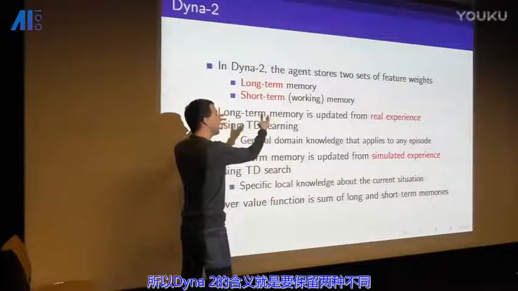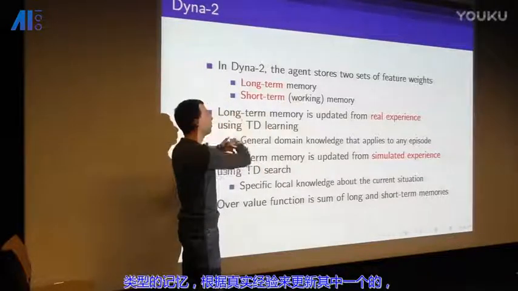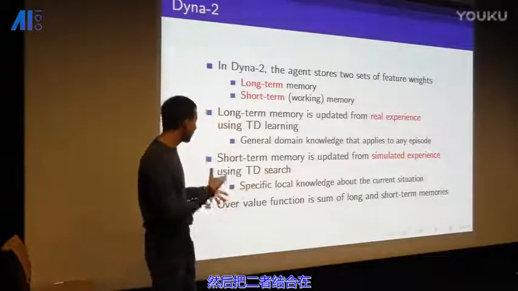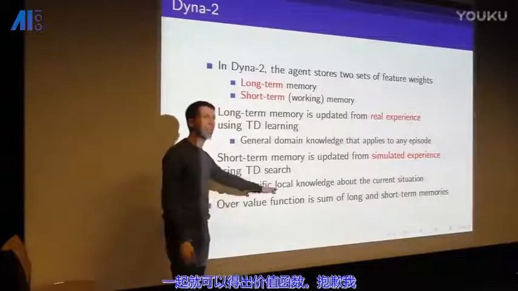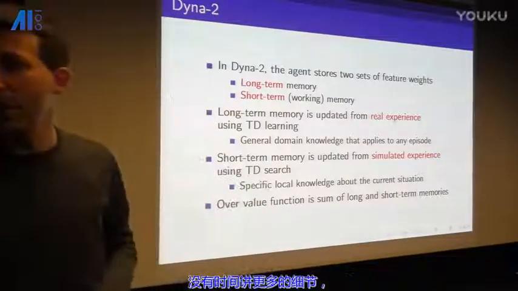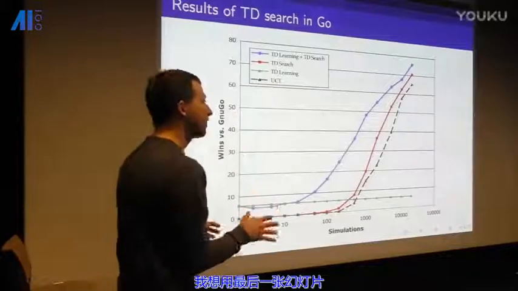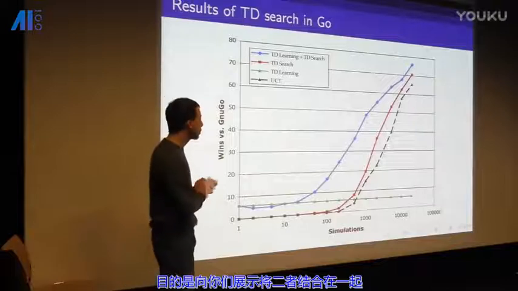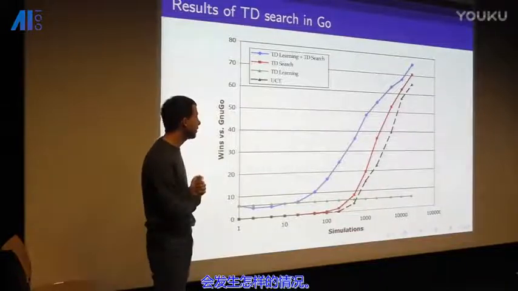So the idea is we maintain two different types of memory. We update one of them from real experience, and one of them from simulated experience. And then we sum these two together to give us our overall value function. I'm sorry I don't have time to give more details. I'll just put up one plot, the final slide on this Go example, to show what happens when you combine these ideas together.